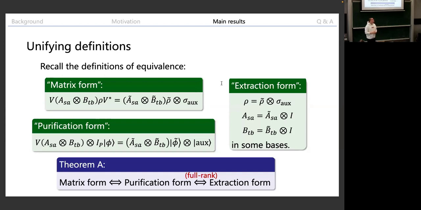Also, sometimes people work with what we call the extraction form, because it explicitly says that this measurement operator is something, rather than its action on the state is something. Yes, and it only makes sense when we assume full rankness, because if we allow non-full rank states, then we cannot say anything about this measurement operator outside of the support.